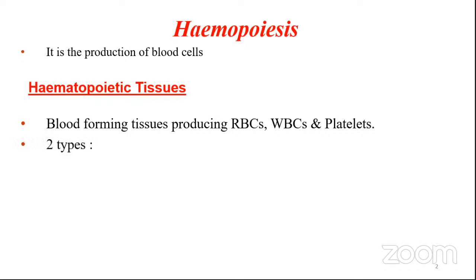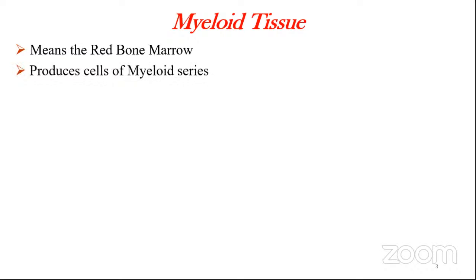There are two types of hematopoietic tissues. One is called the myeloid tissue, and the other is called the lymphoid tissue. What is myeloid tissue? Myeloid tissue means it is the red bone marrow. It produces mainly the cells belonging to the myeloid series.